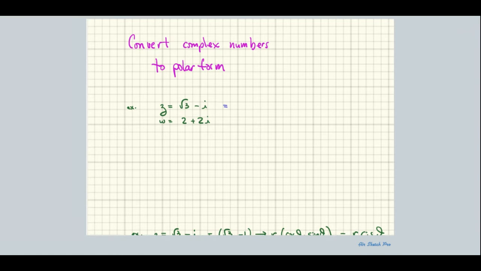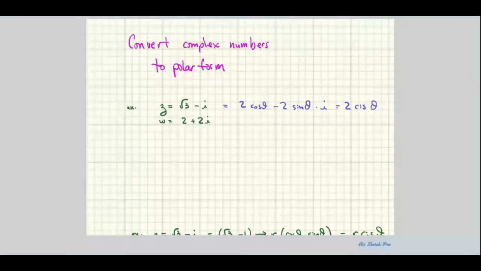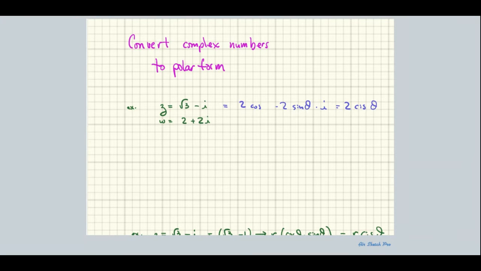So we know this is 2 cis theta, and I'll write it all the way out this time. This is 2 cosine theta minus 2 sine theta times i, and that's exactly what we mean by 2 cis theta. Right? And I'm sorry, but I'm writing theta. We know what theta is. Theta is negative 30 degrees. 2 cis negative 30 degrees.